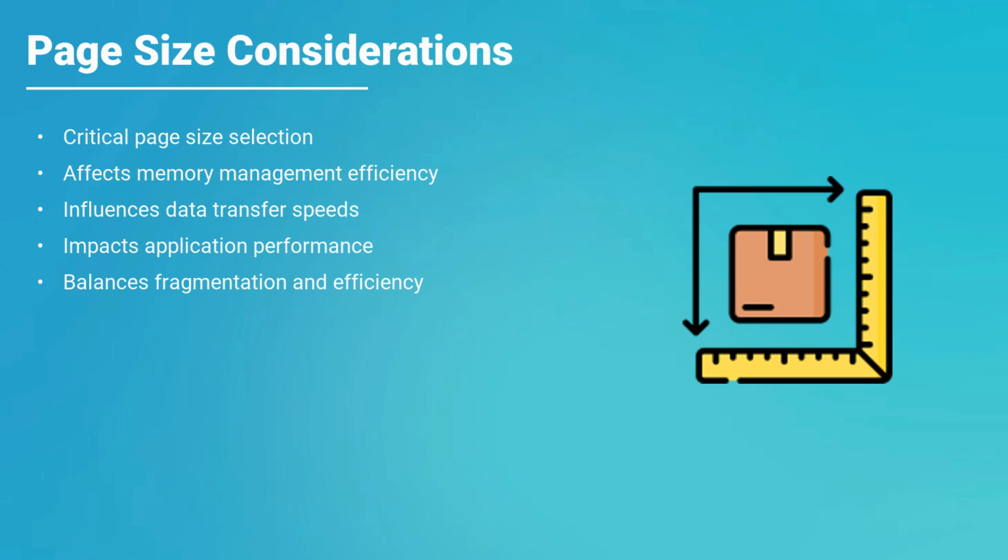Generally, page sizes range from 4 KB to 8 KB, with some systems opting for larger sizes. Each operating system carefully considers this size to strike a balance between minimizing fragmentation and enhancing overall memory usage efficiency. This determination significantly impacts memory management, data transfer speeds, and the performance of various applications.